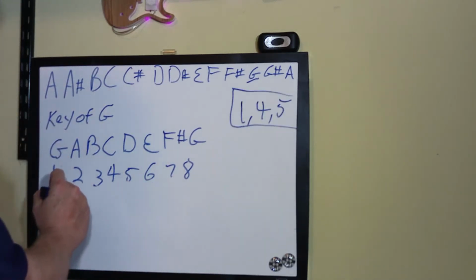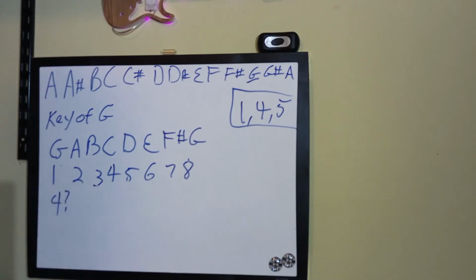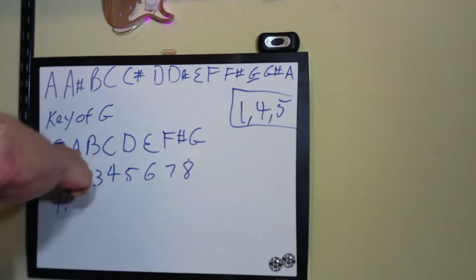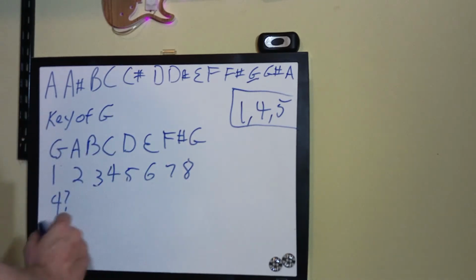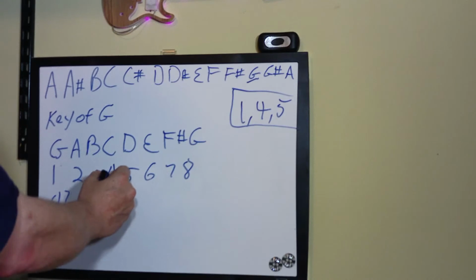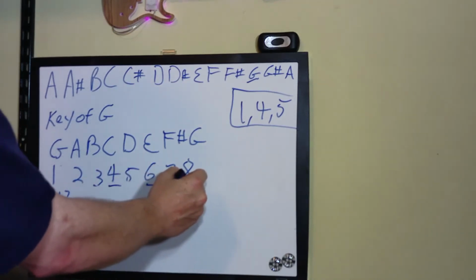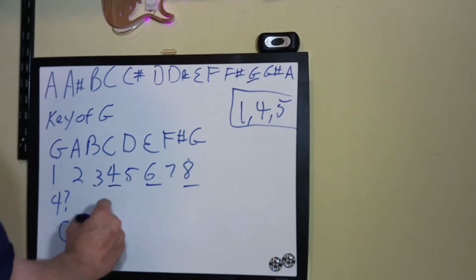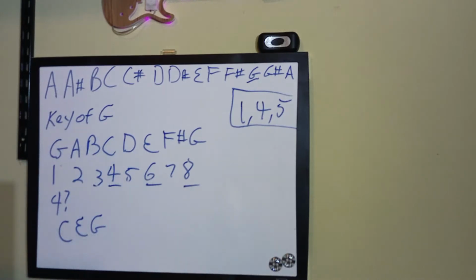Okay, so we've already looked at how to make the 1, the 2, and the 3 chord. So how do we make the 4 chord? Well, we're going to do the same trick. We're going to start with the 4th note of the scale, which is C. Then we're going to do the skip a note trick to get C, E, and G. So now what we have are the notes of the C major chord. And the C major chord is the 4th chord of the G major scale.